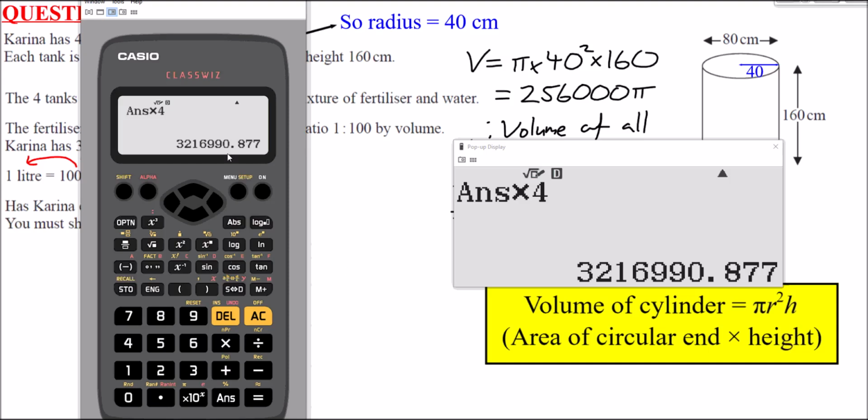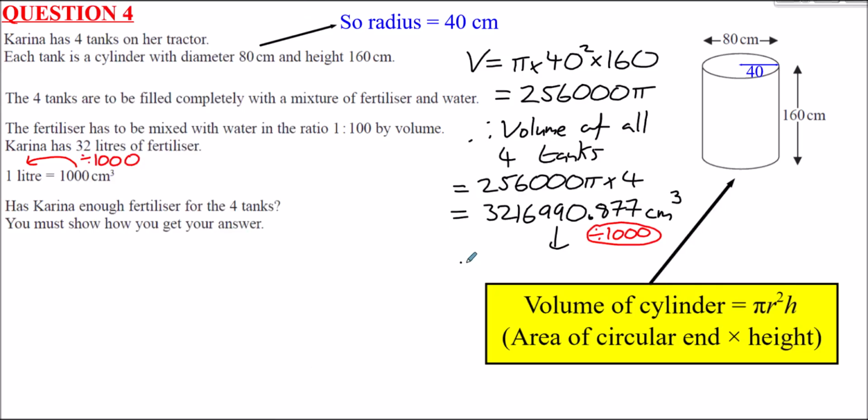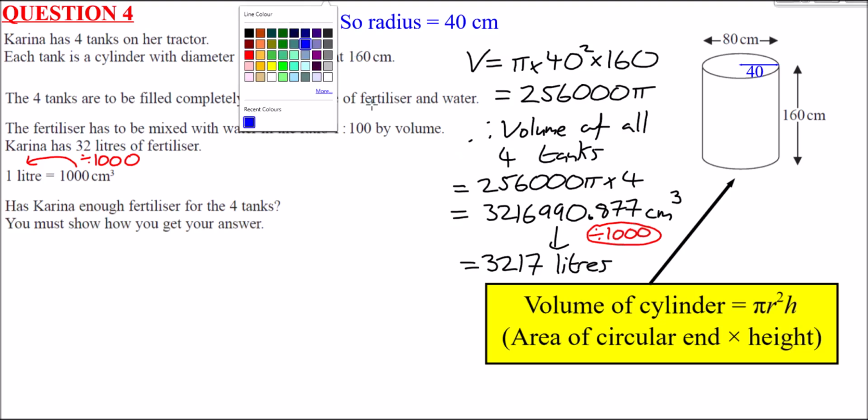So keep it stored on the calculator, divide by 1000, and press equals: 3216.99 litres. So I'm going to call that 3,217 litres to the nearest litre. So that's the volume of the 4 tanks which she is wanting to fill up, 3,217 litres.